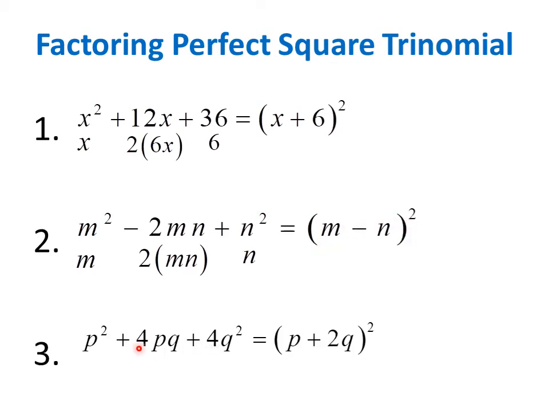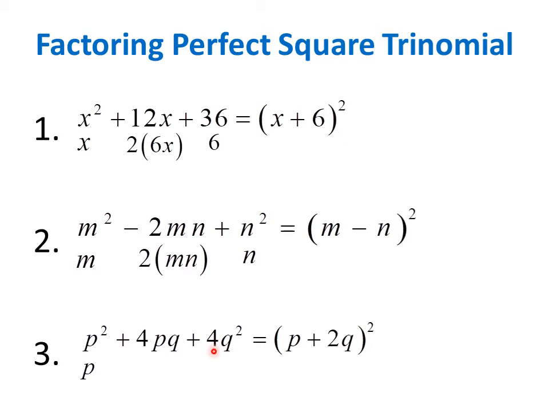Now, how about the trinomial p squared plus 4pq plus 4q squared? Okay, do we have a common monomial factor? No, because the coefficient of p squared here is only 1. Next question, is this a perfect square trinomial? Let's check. Can we get the square root of p squared, the first term? Yes, that's p.